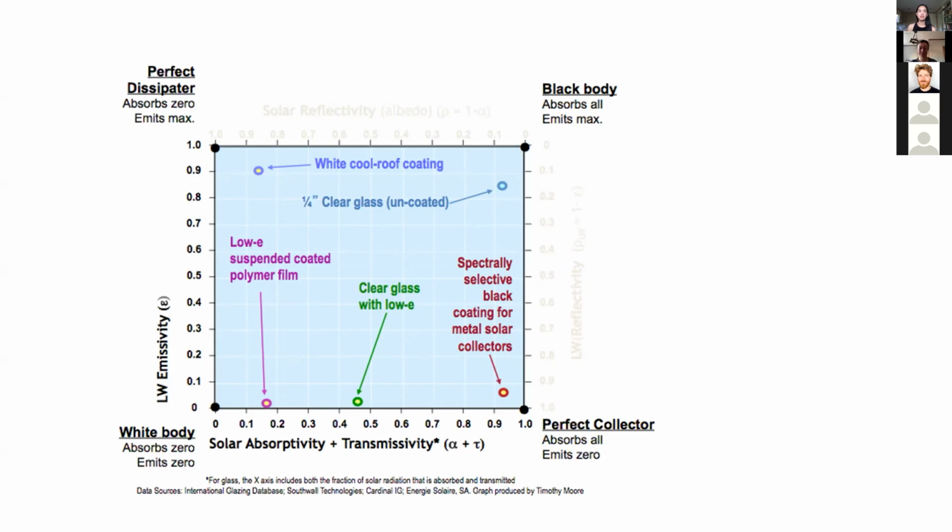And then we have the perfect collectors, which includes spectrally selective black coating for metal solar collectors. So you can collect as much solar energy as possible without emitting all the energy out into the atmosphere. And then you go into white body, which absorbs 0 solar and emits 0. So this includes metals like low E film. So then when you add clear glass with the low E, it gets somewhere in the middle of those two properties because the glass collects solar.